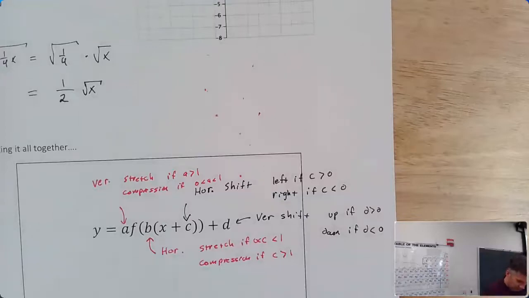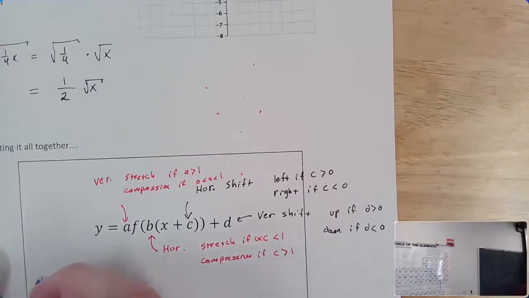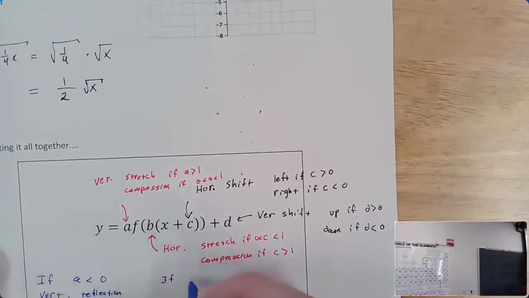Okay, let's write that down. If A happens to be negative, then we get a vertical reflection. And if B happens to be negative, we get a horizontal reflection.